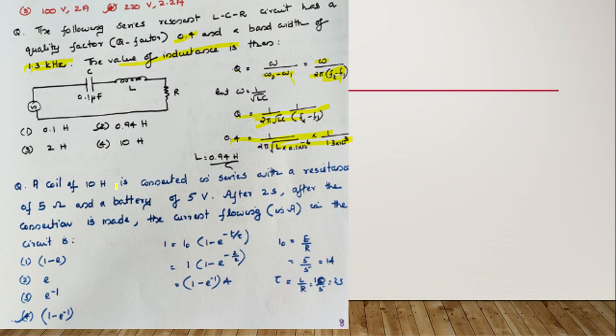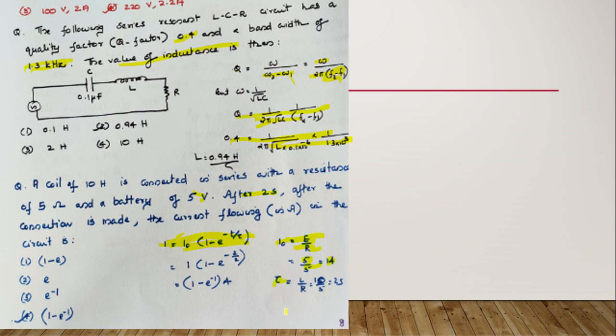See here another one. A coil of 10 Henry is connected in series with a resistance of 5 ohm and a battery of 5 volt. After 2 seconds after the connection is made, the current flowing in ampere in the circuit is. So during the growing of current at any time t, we can write the relation as I is equal to I0 into (1 minus e raised to minus t by tau). Here that peak value I0 is EMF by R, 5 by 5, it becomes 1 ampere.